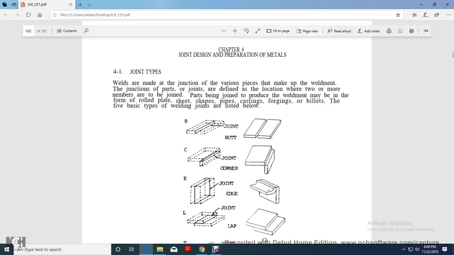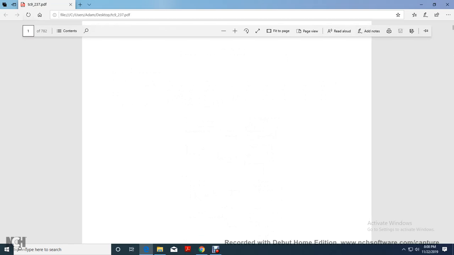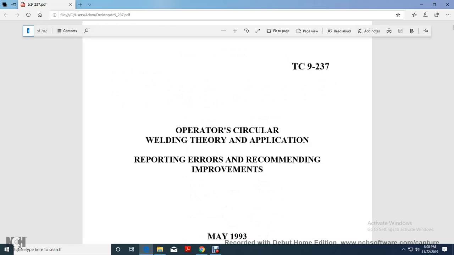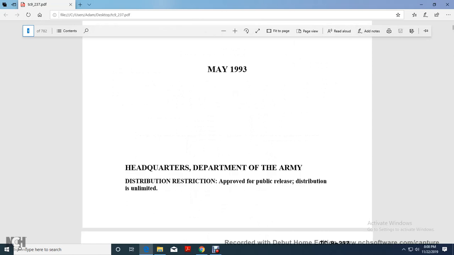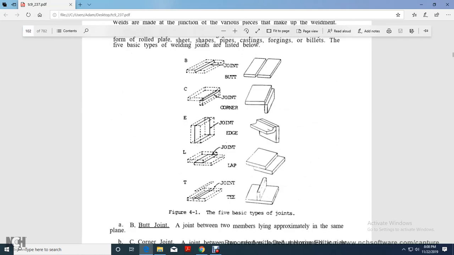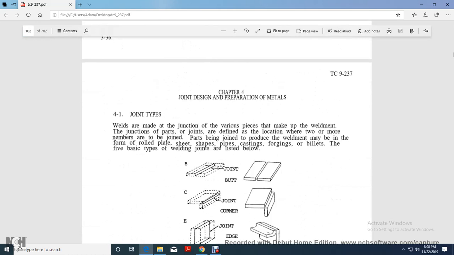All right, Chapter 4, Joint Design Preparation of Metals. We're going to go back to the title page. Operator Circular, Welding Theory and Application, Training Circular 9-237, May 1993, Headquarters, Department of the Army. Distribution: approved for public release, distribution unlimited.